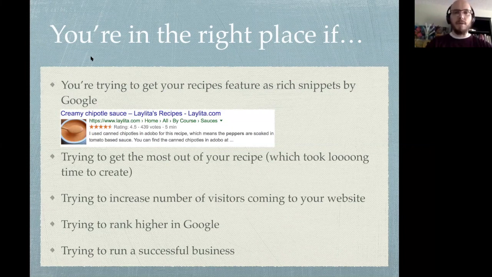This is slightly outdated because there are calories that now show up as well. So you have the cook time, the number of votes that the recipe got, the rating, description, title, and so on. So that's one of your goals today.